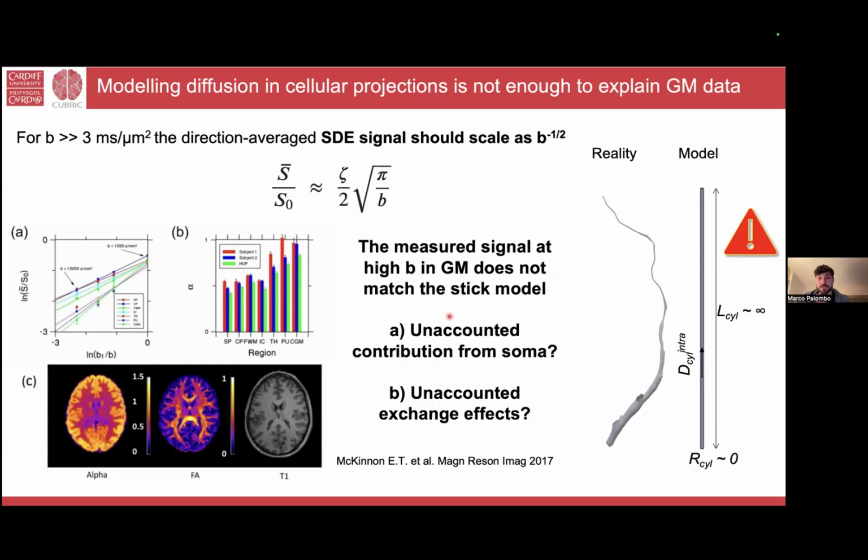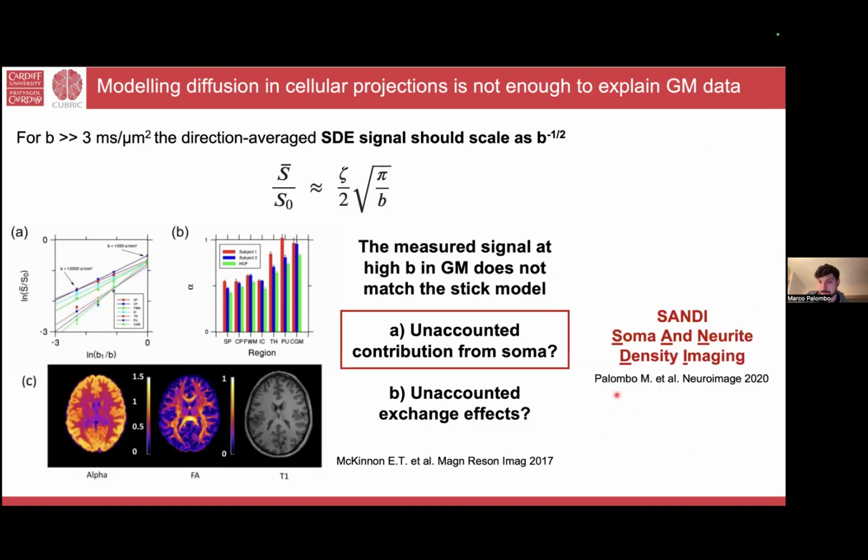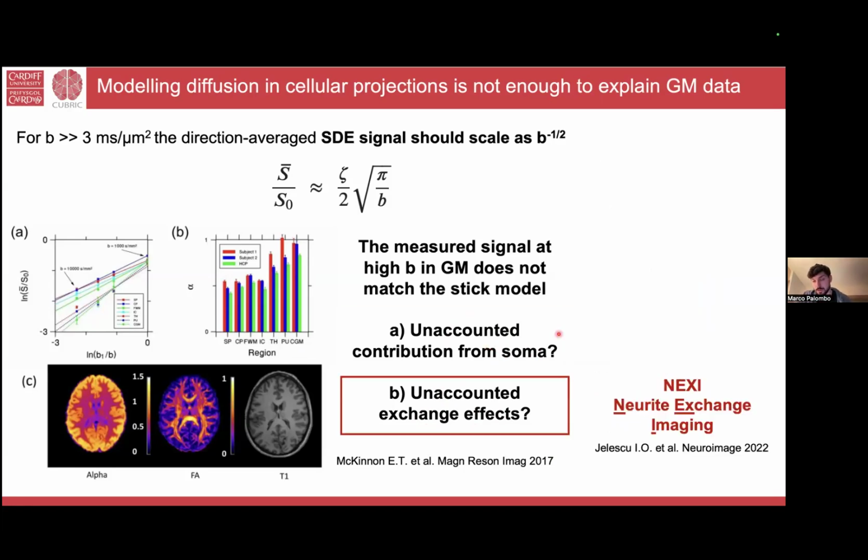And so we proposed, as a community, a couple of explanations. One is the presence of cell bodies, and the other is the presence of exchange effects between water inside the fibers exchanging with the extracellular space. Back in 2020, we proposed SANDI, the soma and neurite density imaging, to answer the hypothesis that it is the soma that breaks this power law. And then later on in 2022, we introduced NEXI to account also for the exchange effects.